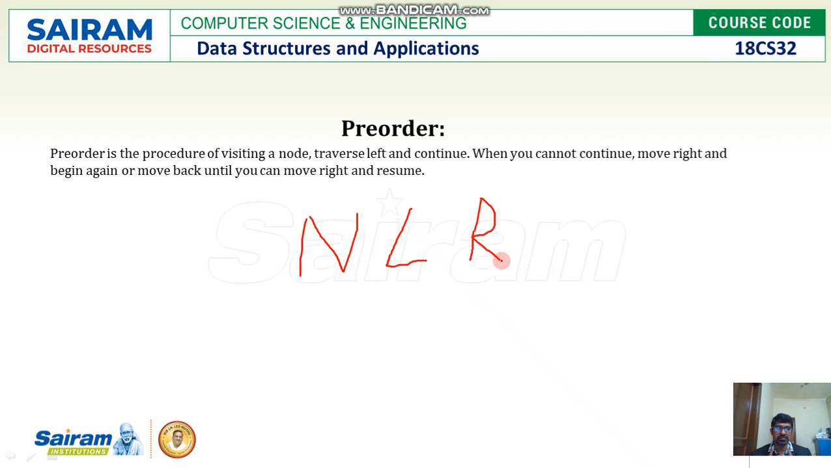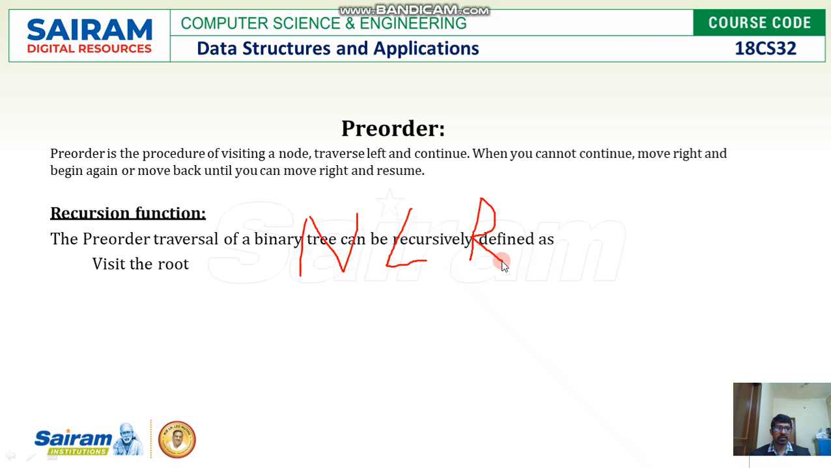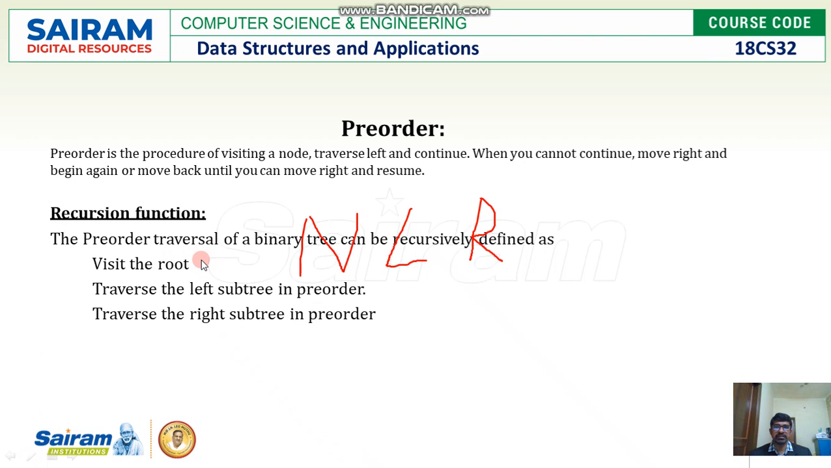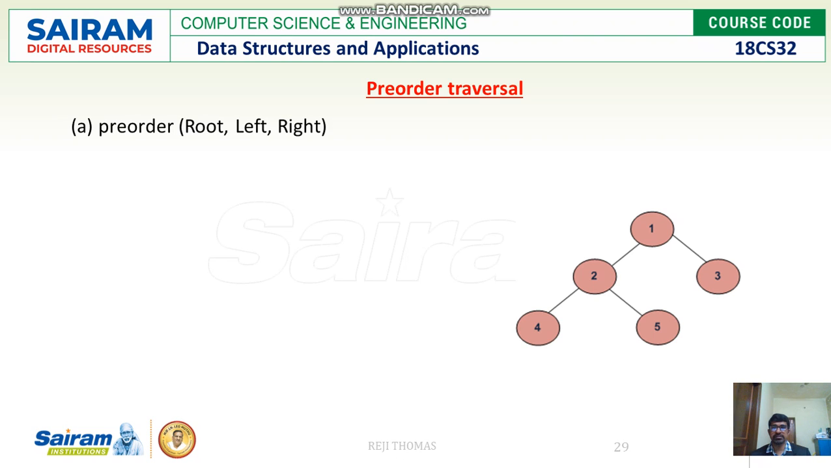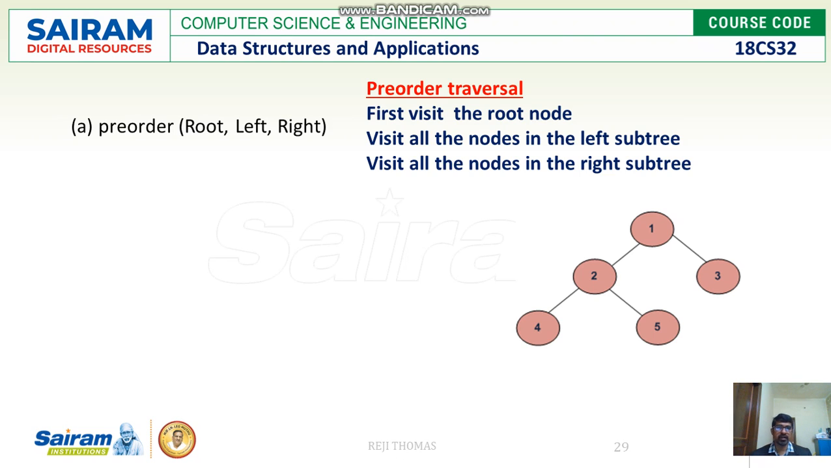Right? So please do remember, it is going to be N, L, R. Let me repeat. First visit the root, then you have to visit the left subtree. Once it is done, you have to visit the right subtree, but make sure that the right and left subtrees are visited in pre-order. Those trees also you have to visit in a pre-order fashion. Okay, so let us see the actual fact for this.